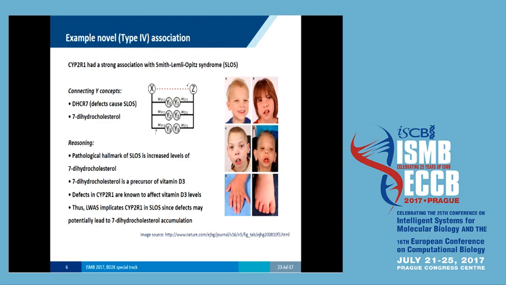And yeah, this is just an example of how you can use this information to rationalize a gene disease association. Of course, I wrote these now as just words, but they are all ontological terms for clarity.